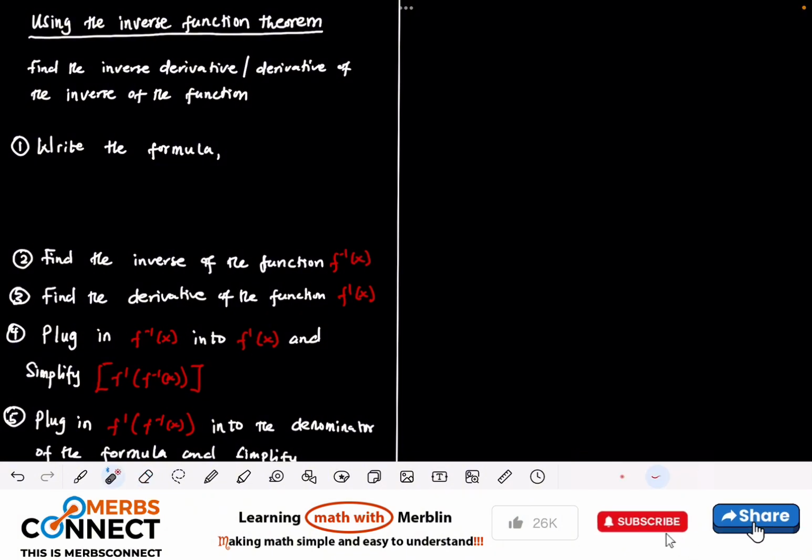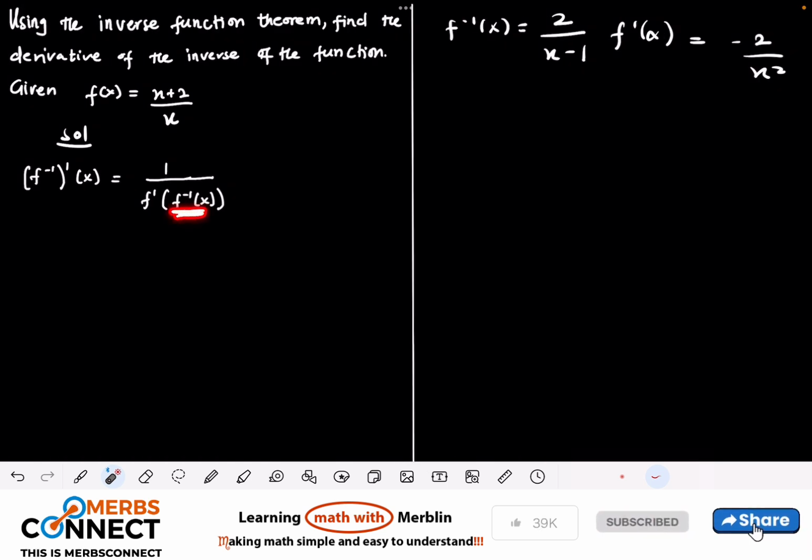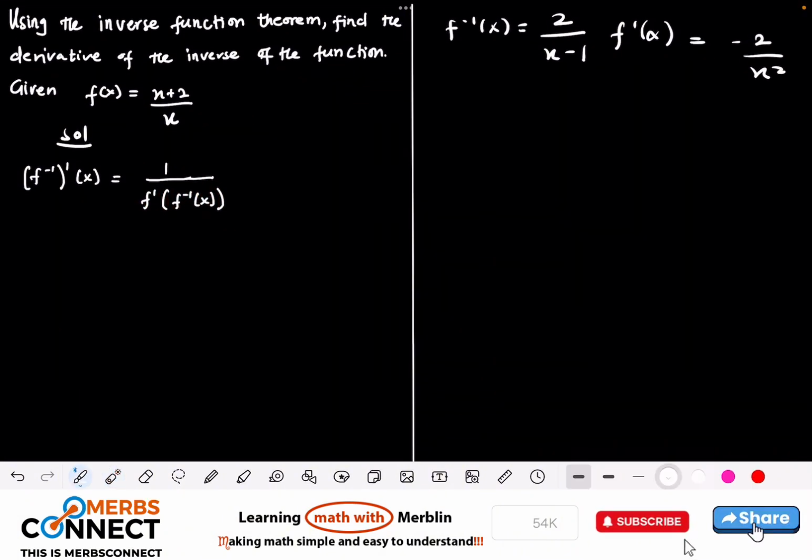So the next step is to plug in f inverse into what? F prime. Good. As we can see here, it's a composite function. F inverse in F prime, right? Good. So now this is what we are going to do. We need F prime of F inverse of X, and this is equal to F prime.